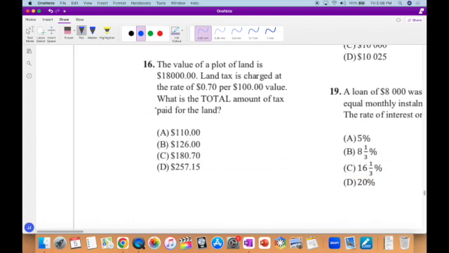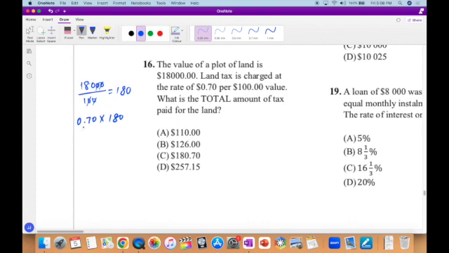The value of a plot of land is $18,000. Land tax is charged at a rate of 70 cents per $100 value. What is the total amount of tax for the land? Well, I want to know how many $100 values there are in 18,000. So 18,000 divided by 100 means that I have 180 $100 values. And so 70 cents multiplied by 180 will give me my answer.